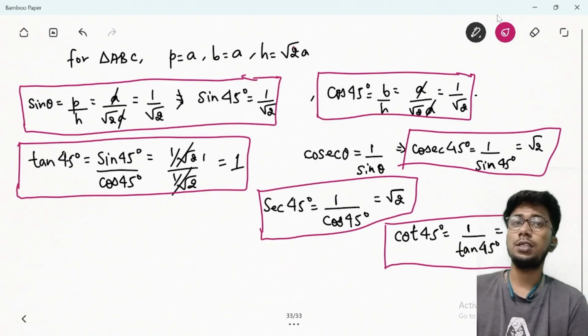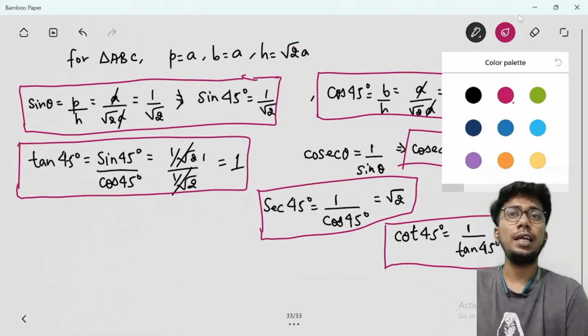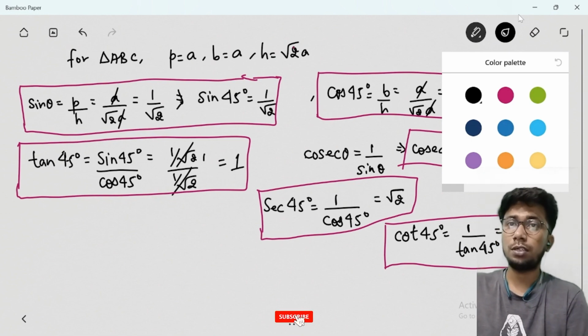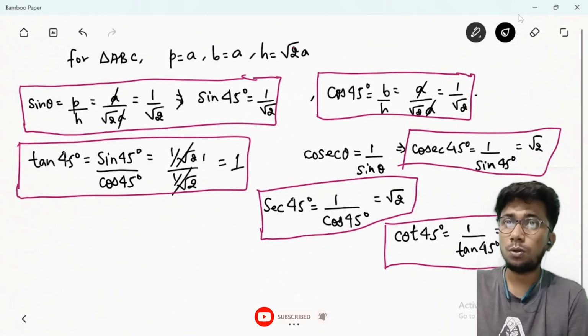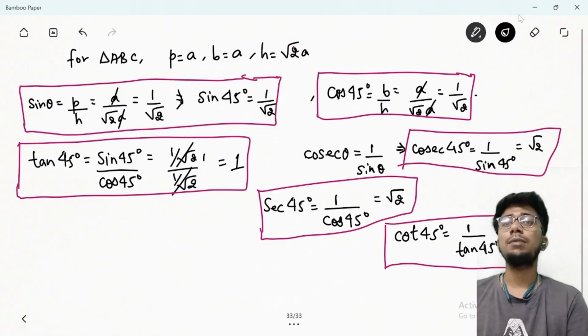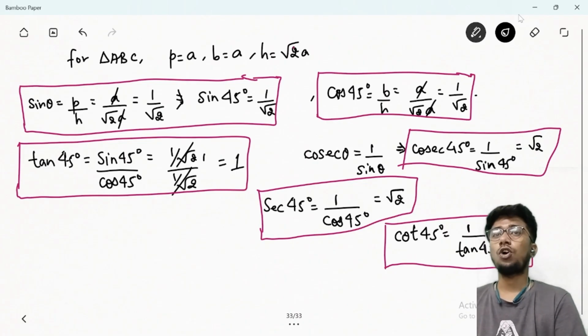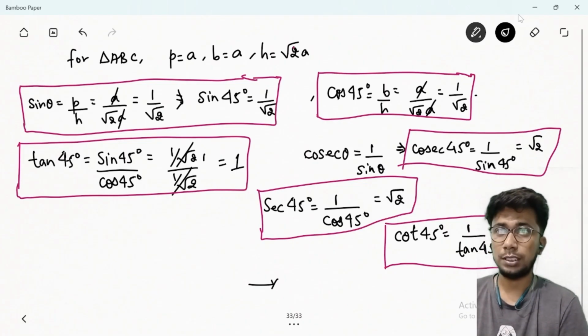आपको किसी भी ट्रिग्नोमेट्री की बुक में एक टेबल बना हुआ दिखता होगा, और उस टेबल में सारे ही स्टैंडर्ड एंगल्स के लिए जो भी ट्रिग्नोमेट्रिक रेशियो की वैल्यूज हैं वो टैबुलेट की गई हैं. सो आपको वो टेबल याद होनी चाहिए. बेसिकली आपको इन ट्रिग्नोमेट्रिक रेशियोज की वैल्यू याद होनी चाहिए. सो दिस वाज ऑल अबाउट 45 डिग्रीज.